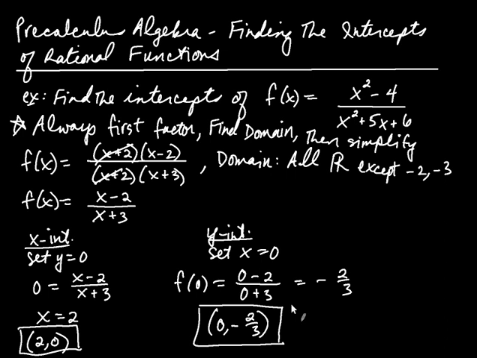Okay, so remember, whenever you find the intercepts of rational functions, you want to first factor, then find the domain, and then simplify. Once you've done that, it's time to find the intercepts.